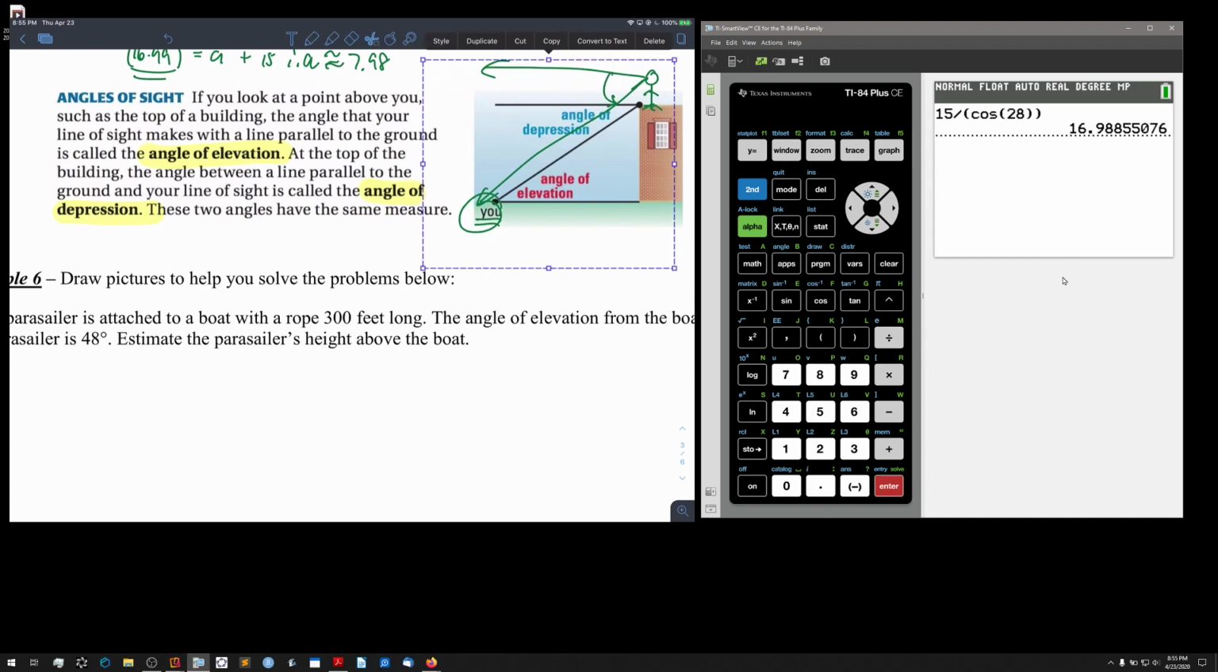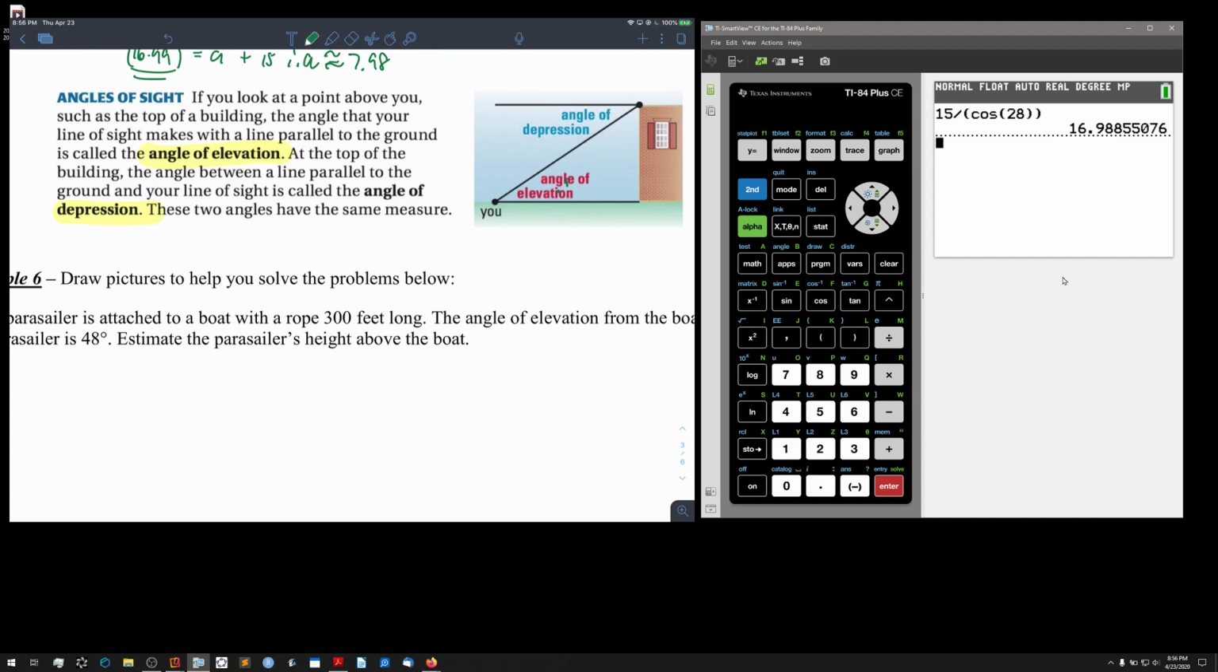It's just vocab. What do I call which angle? So angle of elevation is this one, angle of depression is this one. And you can see if these two are parallel lines, or segments, I guess, then alternate interior angles tells me that these two are the same. Okay, those two are the same.